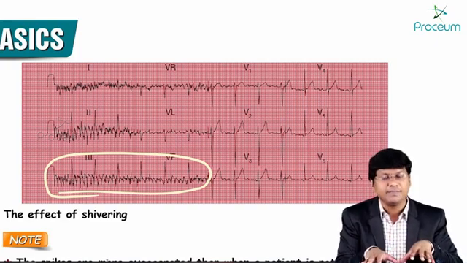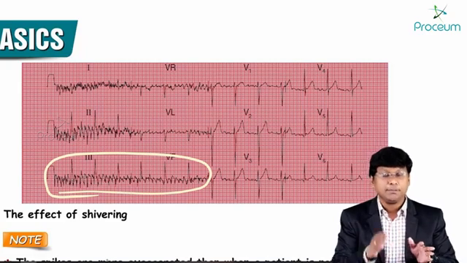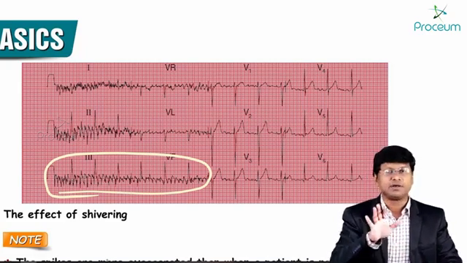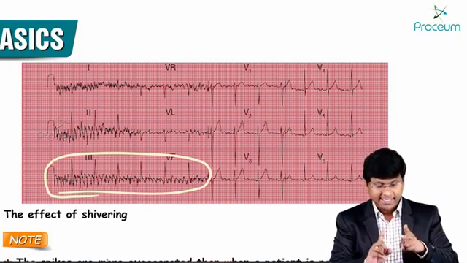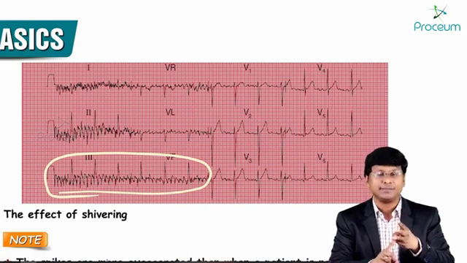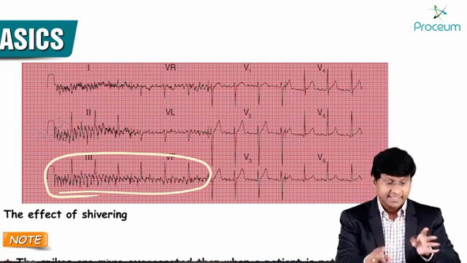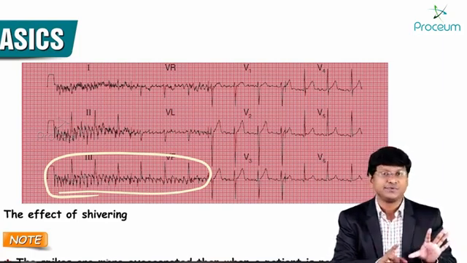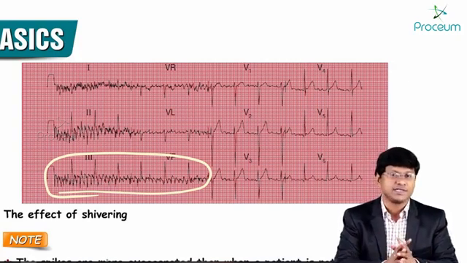You don't have a problem in the patient's heart. You need to try to correct all these before considering that there is some abnormality in the patient's heart. Speed should be 25. Calibration should be 10 mm. The individual should be completely relaxed. Leads should be properly placed. They should have good contact. The individual should not shiver. These are the things you need to take into consideration before considering any abnormality within the patient.